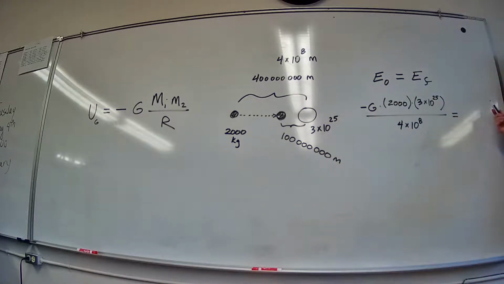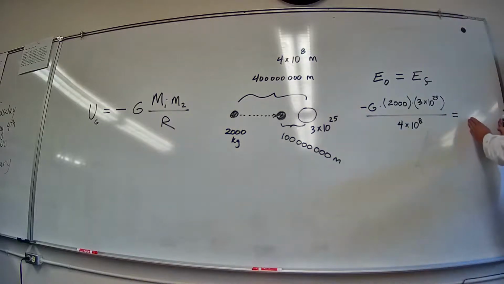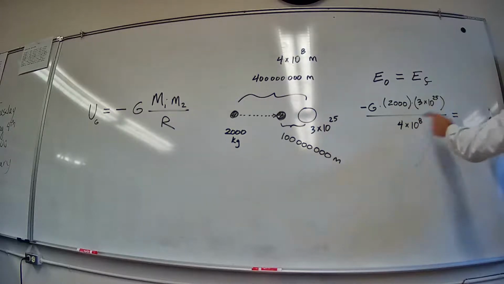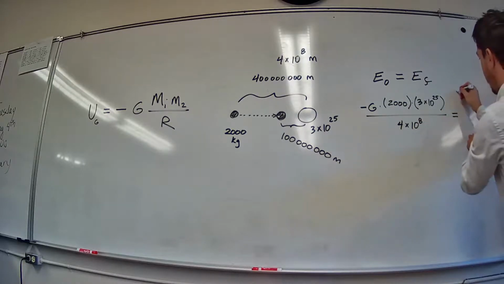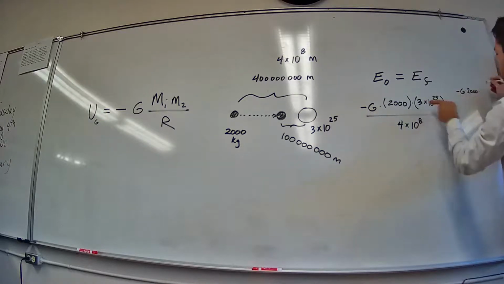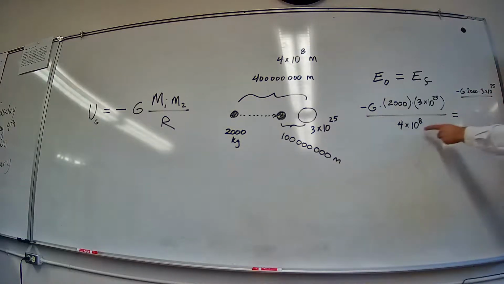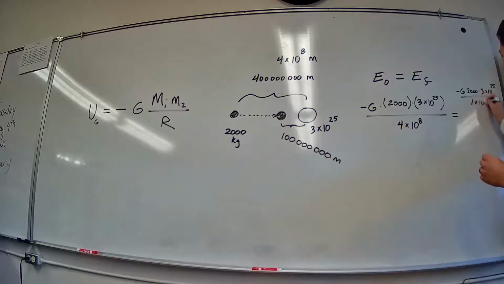And obviously I didn't leave enough room. But over here, you'd have a sum of two terms. You'd have G times 2,000 times, I hope this is legible. But over here, the new radius is 100,000. So that would just be 1 times 10 to the 8th, right? I'd say 100 million meters. Does that make sense?